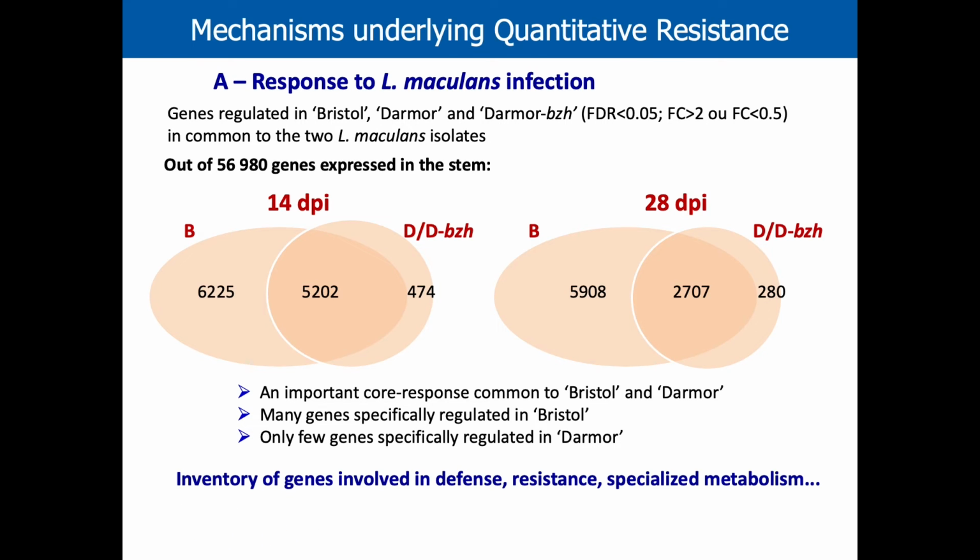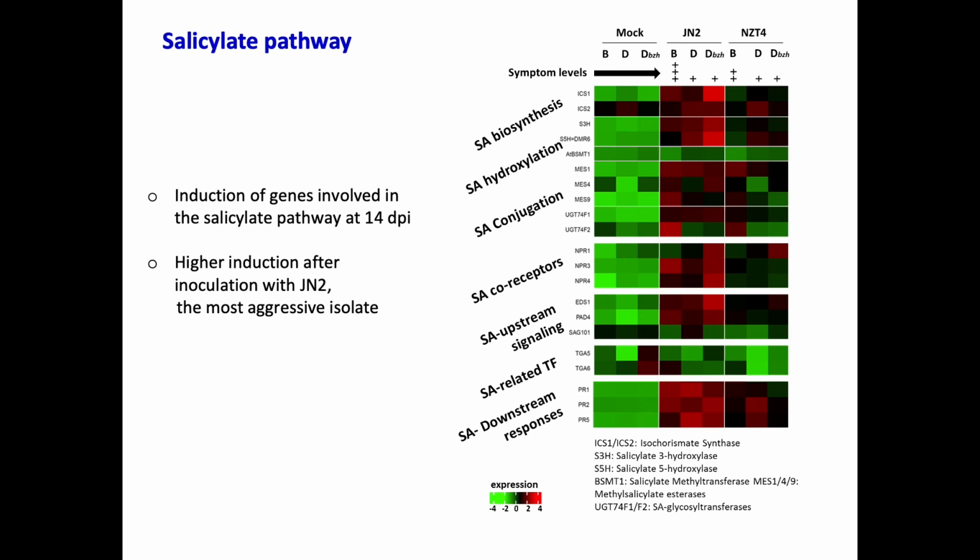Many genes were specifically regulated in Bristol, and only few genes were specifically regulated in Darmor. In order to characterize this response, we performed an inventory of genes involved in defense, resistance, specialized metabolism, and so on. For example, we saw a clear salicylate response. Most of the genes involved in the salicylate pathway were induced after Leptosphaeria maculans inoculation, as shown here at 14 days post-inoculation. And this induction was even higher with the most aggressive isolate, GN2.